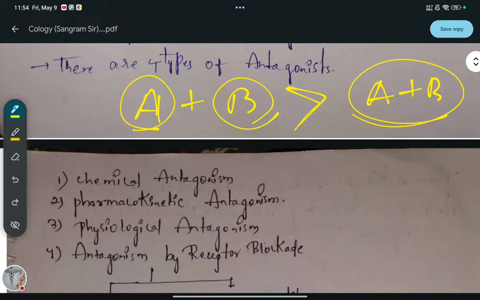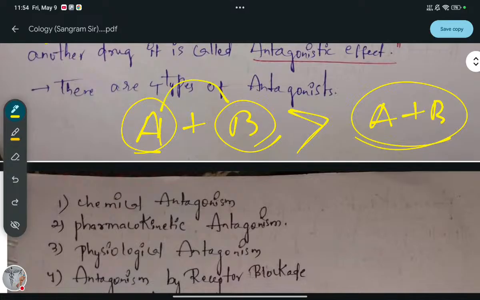So what are the different types of antagonism that may take place here? Either chemical antagonism, where one drug binds with another drug and they decrease the reactivity. Next is pharmacokinetic antagonism. Drug A will decrease the absorption, metabolism or distribution of B, or B will decrease the absorption, distribution, metabolism of A. Anything can happen, so pharmacokinetic antagonism is also possible.